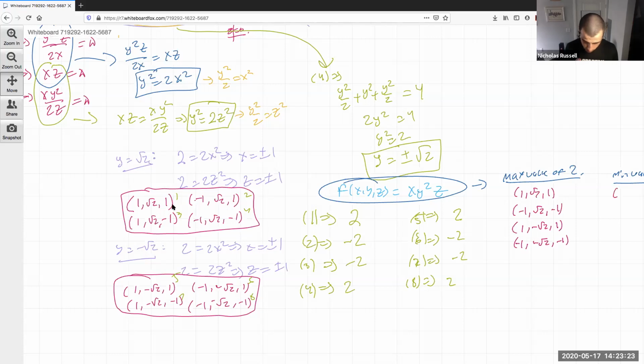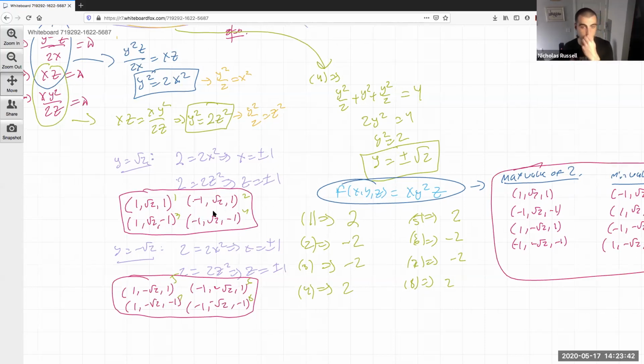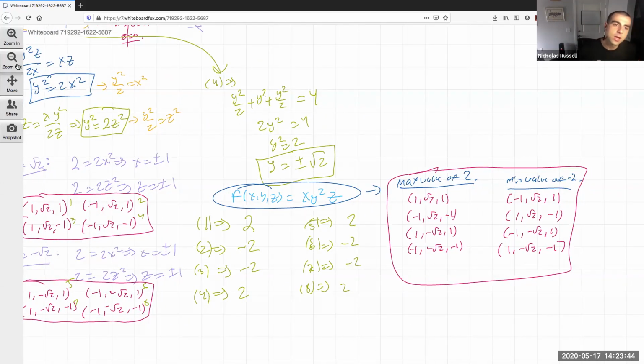And these occur at the other ones, where I get -1, square root of 2, 1; 1, square root of 2, -1; -1, negative square root of 2, 1; and, I'm sorry, 1, negative square root of 2, -1. And this is my answer here: max value of 2 and minimum value of -2.